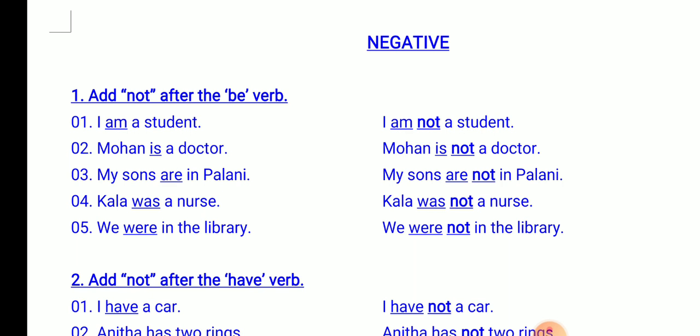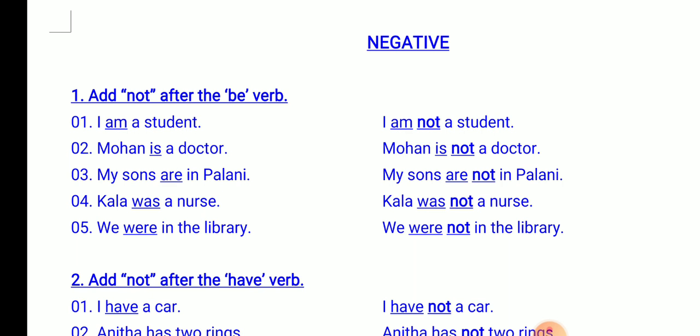The first sentence is, I am a student. In this sentence, the verb is am. If you want to change this into negative, just add not after the verb am. So, the sentence I am a student becomes I am not a student.